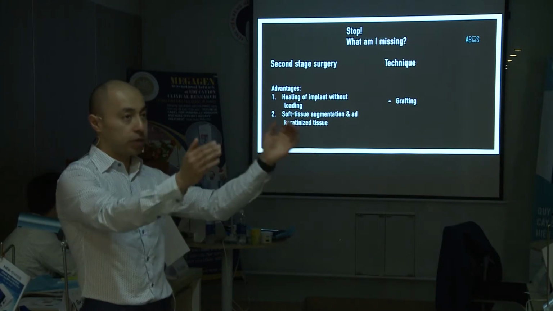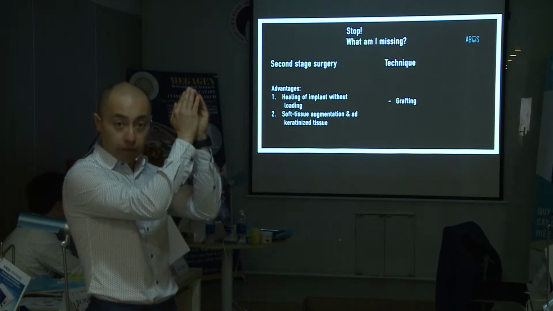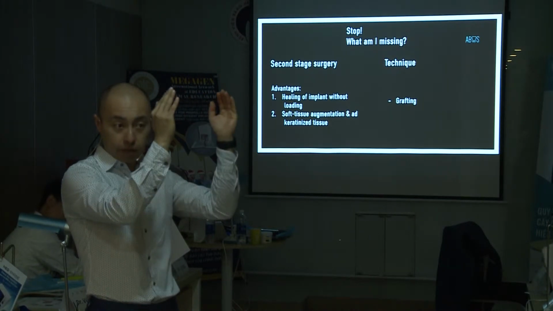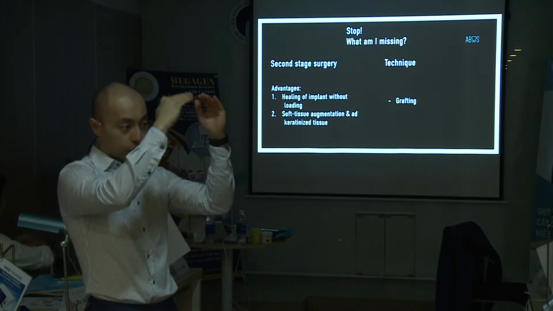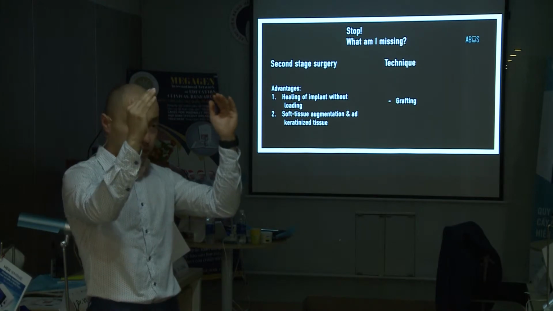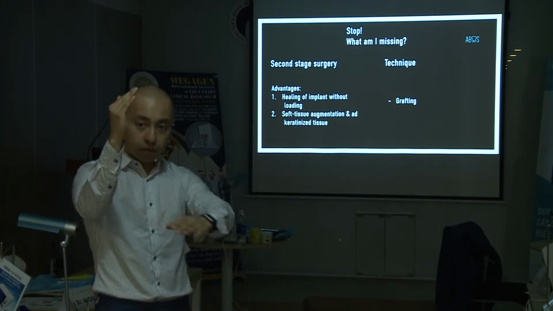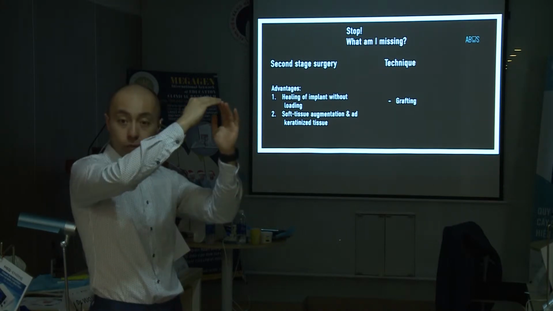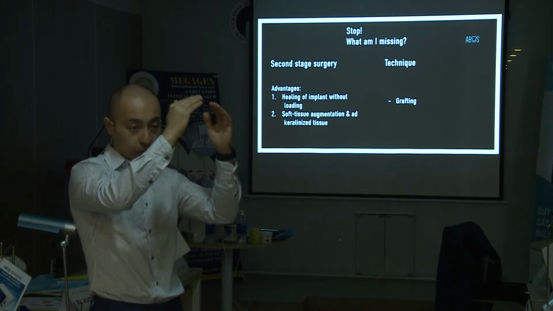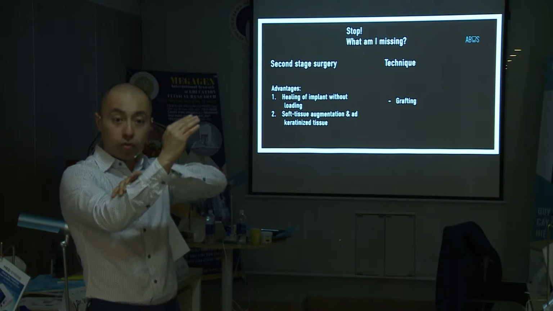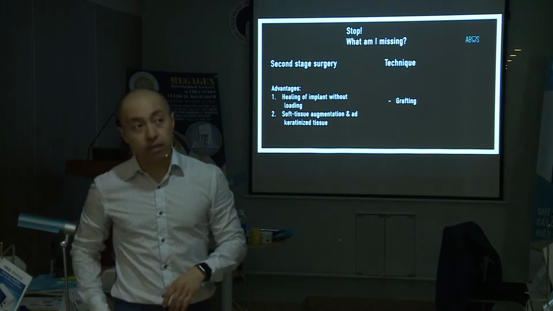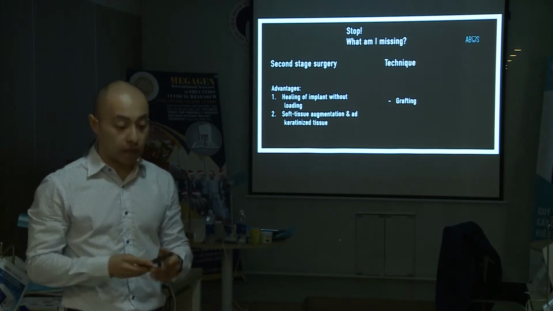But when we do GBR, like we have this amount of bone, and we expand the bone by making new bone, we cannot suture this anymore. So what we do is we move the soft tissue more up. But with that, we will lose the keratinized tissue because we're moving the mucosa more to the buccal part. So that's why during second stage surgery, I try to correct this.